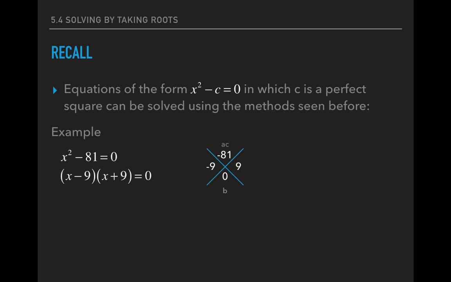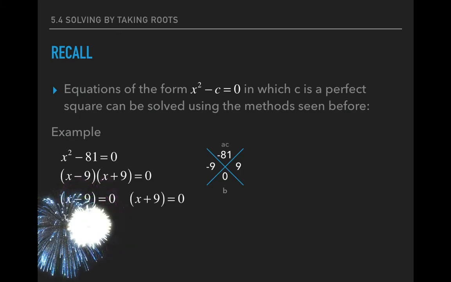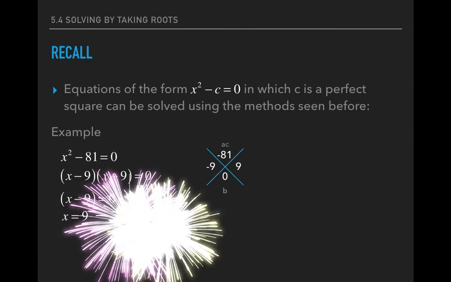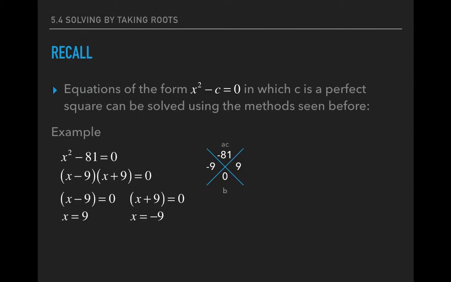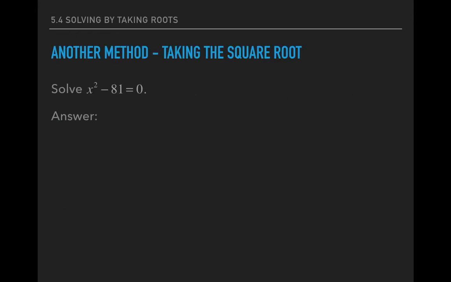But we're not quite done yet. We need to apply the zero product property and set the first and second term equal to 0, so that we find x to be 9 and negative 9. Those are the two values that make that statement true. But today I'm showing you a new method, another method, and it is taking the square root.